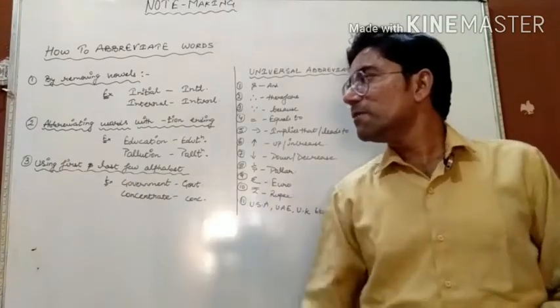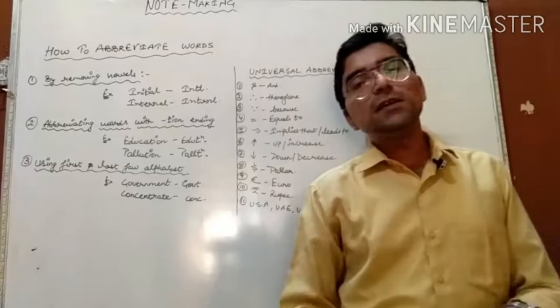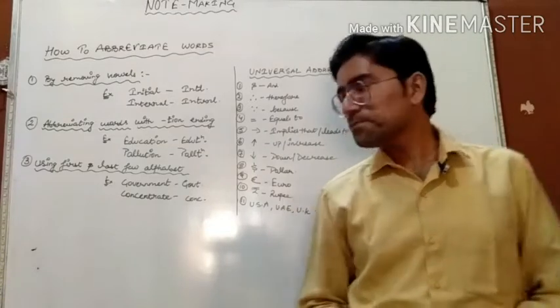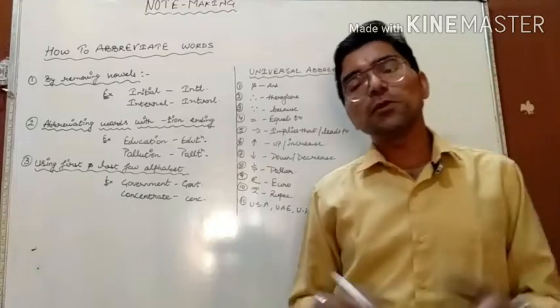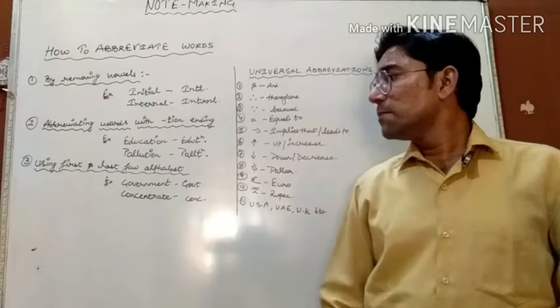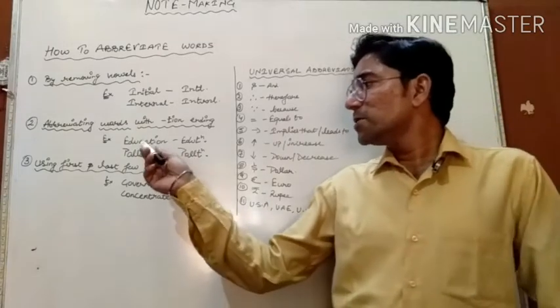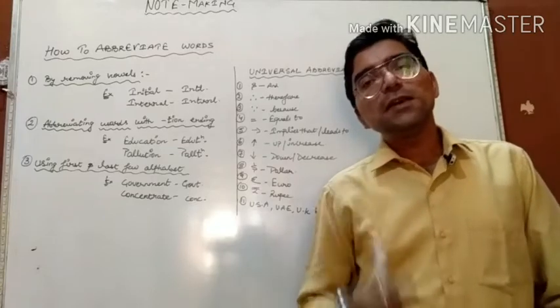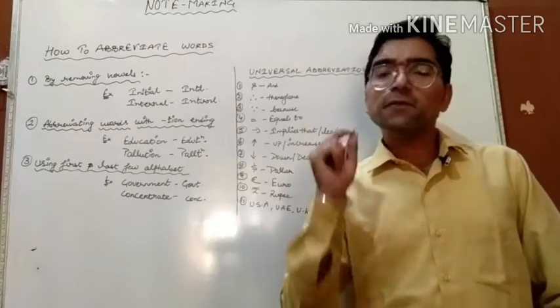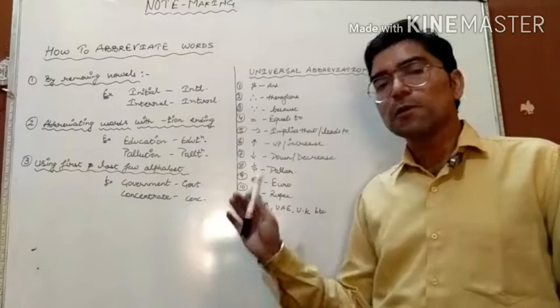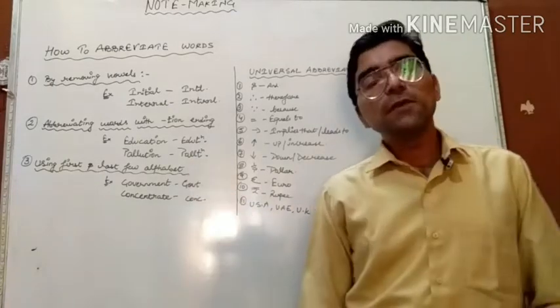The second rule is abbreviating words with TION ending, words which have pronunciation like shun. For example, education, pollution. We have two examples once again. Education, you can see edu. What you need to do is take the first few alphabets, first 3 or 4 alphabets from a word.